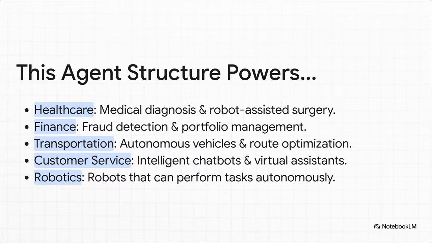An AI that helps with a medical diagnosis? That's an agent, perceiving patient data and recommending an action. An algorithm managing a stock portfolio? That's a utility-based agent, constantly weighing risk and reward. This framework is what powers everything from the chatbot you talk to for customer service to the advanced robots on a factory floor. So when you boil it all down, it really just comes back to these four types: simple reflex, model-based, goal-based, and utility-based.